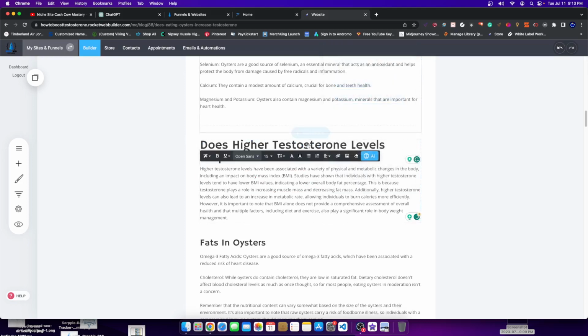And based on an SEO standpoint, you could see it provided that result pretty quickly. Higher testosterone levels have been associated with a variety of physical and metabolic changes in the body, including an impact on BMI, body mass index. Studies show that individuals with higher testosterone levels tend to have lower BMI levels. There you go. So where was it able to pull out this information?